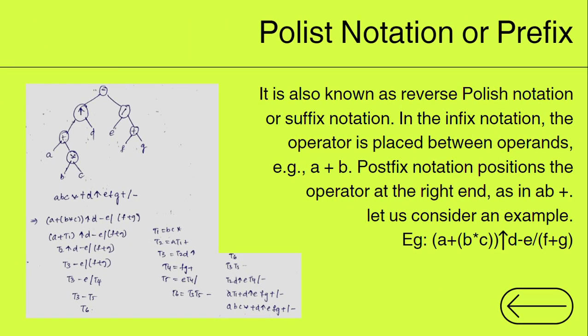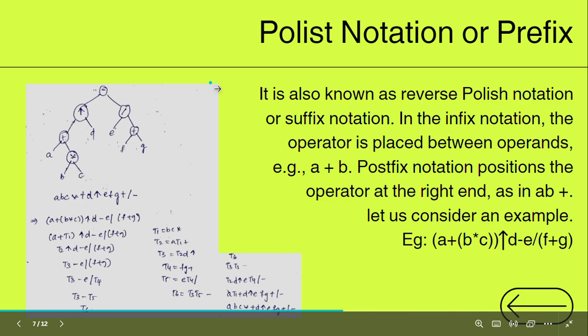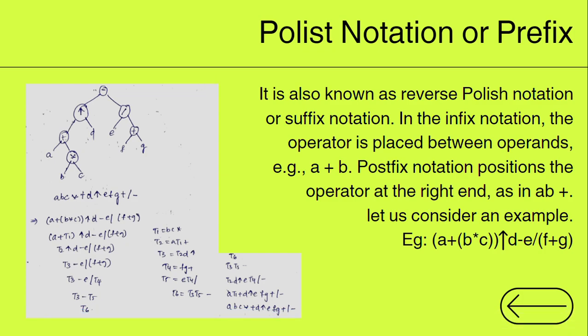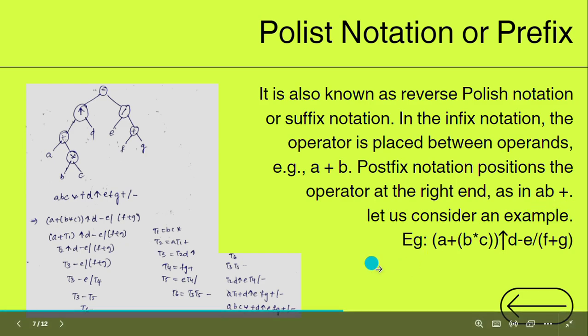Second one, polish notation or prefix, sorry, it is also known as reverse Polish notation or suffix notation. In the infix notation, the operator is placed between operands, for example a plus b. Here we can see the operator is placed between 2 operands. Postfix notation positions the operator at the right end, that is a b plus, placed to the right side of the operands. For clearer understanding, let us consider an example.